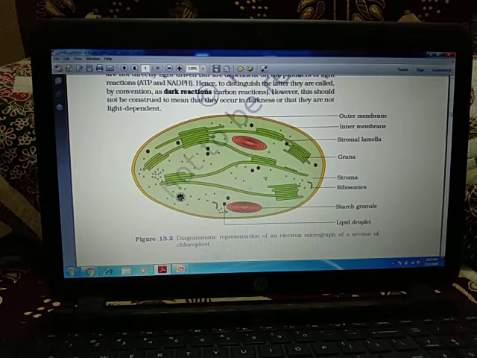At places, the thylakoids are aggregated to form stacks or discs called grana. So several thylakoids form the grana. A granum may have 20 to 50 thylakoid discs. So 20 to 50 thylakoid discs form a stack, and that is called the grana. The singular of grana is granum. Thylakoids lying outside the grana are called stroma thylakoids.